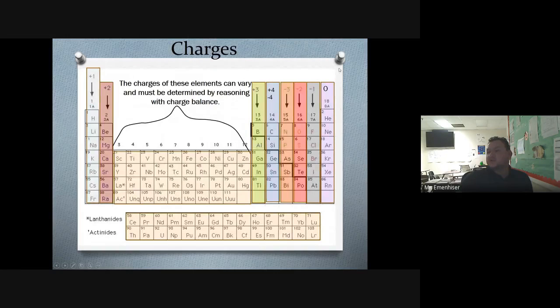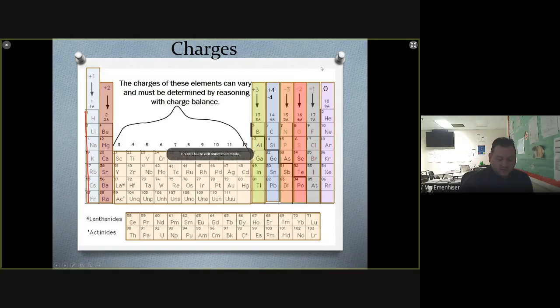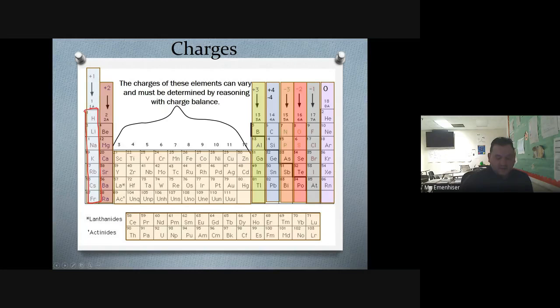All right, here's the charges. So if you look at your periodic table, everything in group 1, when it becomes an ion in an ionic compound, will be a +1 charge. Everything in group 2 will be +2. Okay, and we start the groups from left to right. So this is group 1, group 2. These do not count, okay?